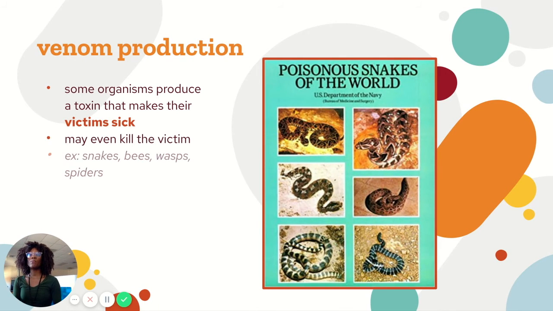Venom production. Some organisms are going to produce a toxin that makes their victim sick. It could even kill the victim. Of course we know snakes, bees, wasps, and spiders are some of the things that have venom. There also are some plants that have venom as well. So venom production is a physiological internal body process that just happens.